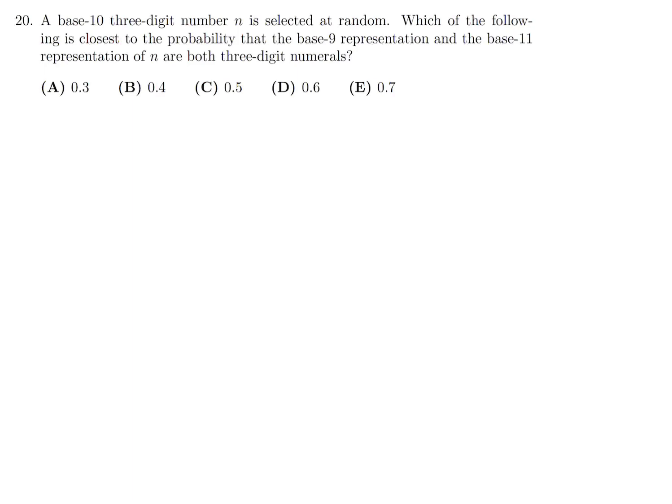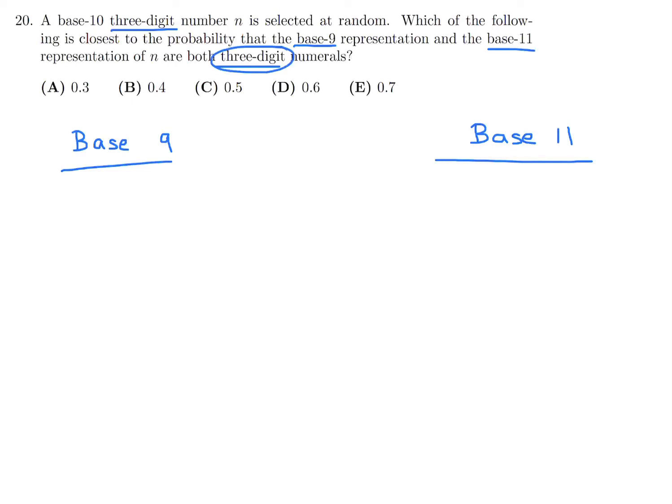So they want you to pick a base 10 3-digit number, and then they want you to convert it to base 9 and base 11, and ensure that when you do that, those numbers are also 3 digits. And they're saying, what's the probability of that happening? So let's first start with base 9, and then I will turn my attention to base 11. Okay? So now, you are taking a number that's normally in base 10. Okay? And you are going to convert it to base 9.